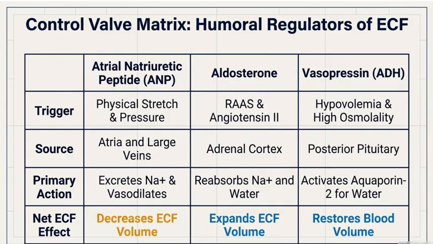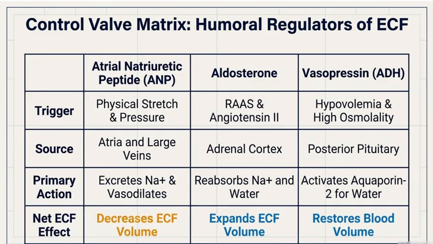Now, let's bring everything into a single framework. Think of fluid balance as being controlled by three major hormonal valves. Those are ANP, aldosterone, and vasopressin. Each hormone responds to a different trigger. ANP is triggered by volume overload, that is atrial stretch. Aldosterone is triggered by RAAS activation, and ADH is triggered by hypovolemia or increased osmolality.